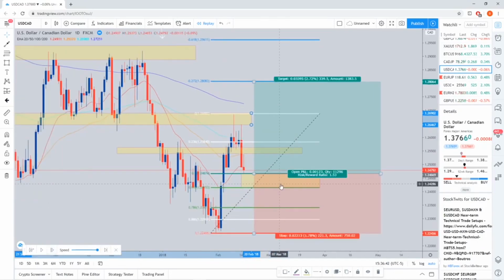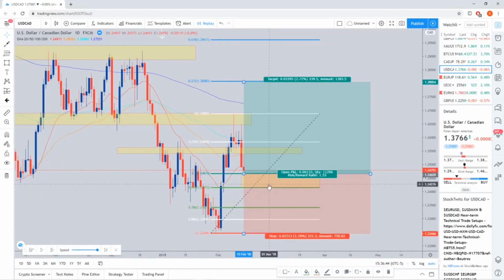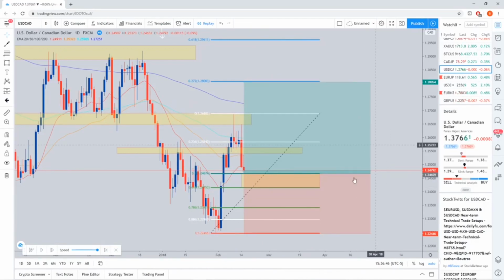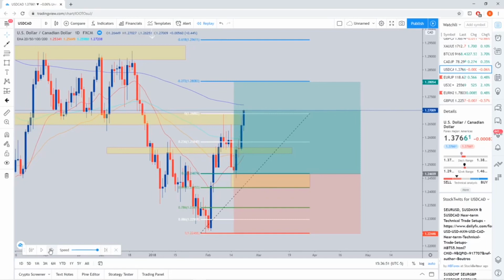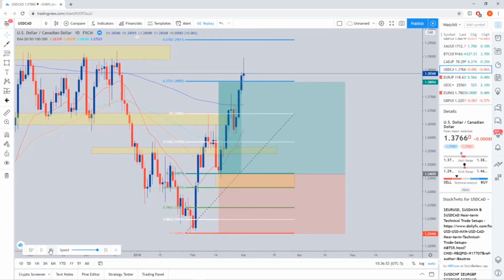Oh, we're triggered in. Yep, we are triggered in. I hit our 0.5 level. Let's go ahead and see what else happened. Oh, that is extremely bullish. More bullish. And TP was hit. TP was hit. I did not expect that to hit TP that quick.